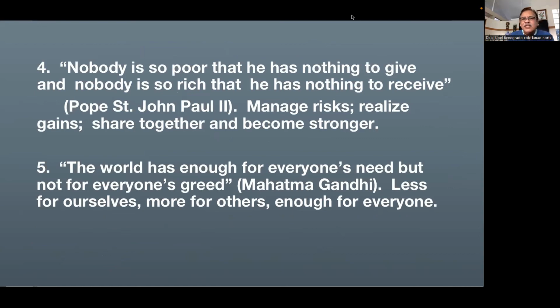May sinasabi si Pope St. John Paul II to all of us. He said, nobody is so poor that he has nothing to give, and nobody is so rich that he has nothing to receive. Brothers and sisters, we need to manage the risks, realize the gains, and then share these things together so that we can become stronger.